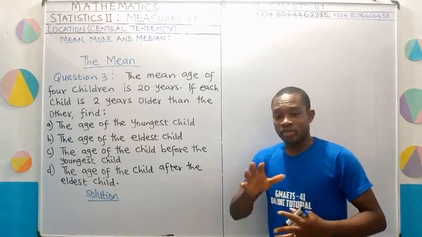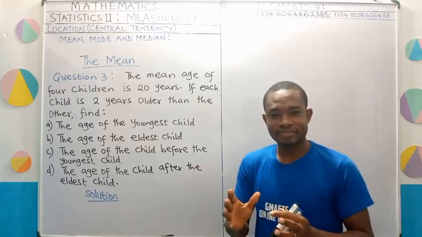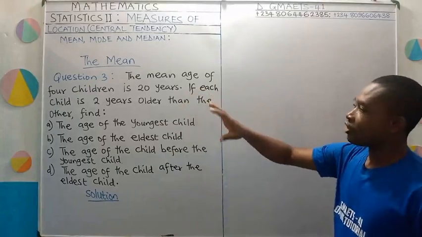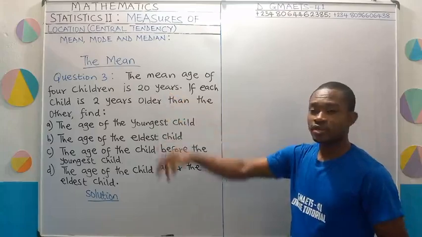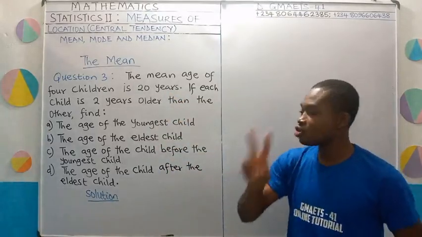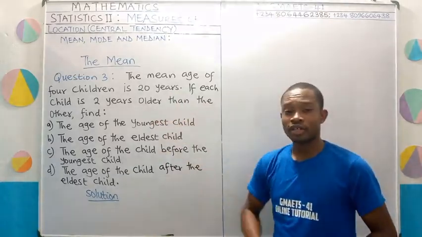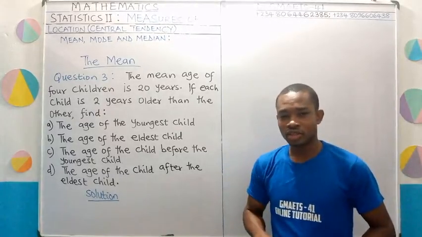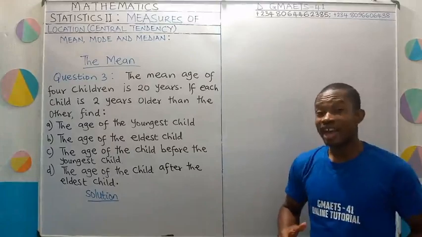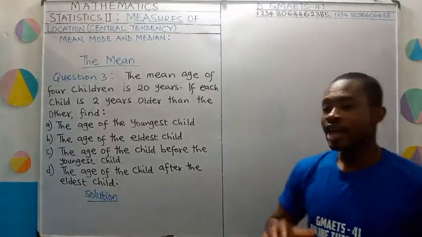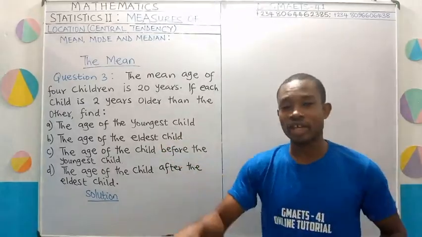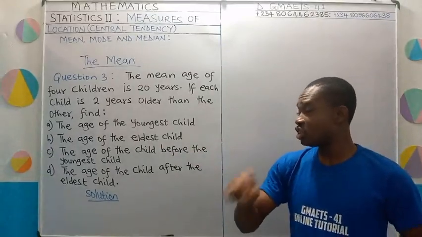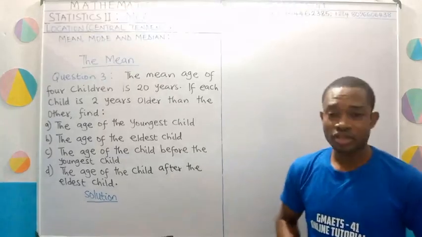Our third question will take us to the family. Now we have 4 children. The mean age of the 4 children is 20 years. If each child is 2 years older than the other, find A, the age of the youngest child, B, the age of the eldest child, C, the age of the child before the youngest child, D, the age of the child after the eldest child.